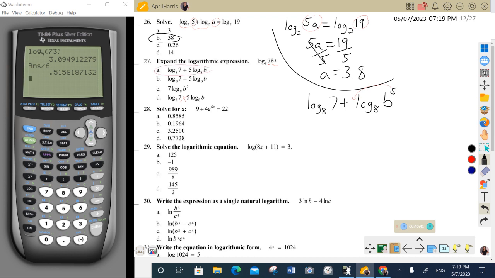Notice B has a minus. That would have been if they were dividing. C is just dumb because it's not expanded. And D is trying to trick you with the product property. Remember, when you add two logs, the things inside are being multiplied.